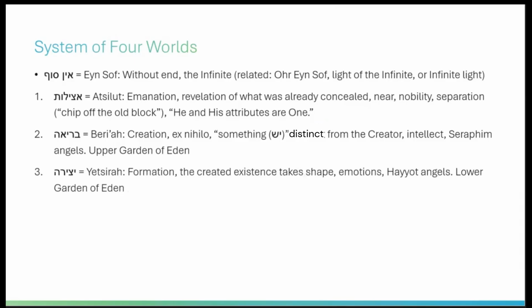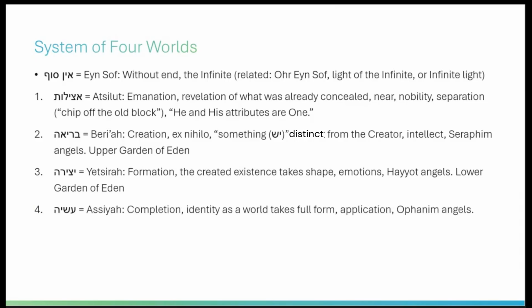of Yetzirah. Yetzirah can literally mean formation. So that suggests that this yesh, this something that exists in Bria, now begins to take shape, has some kind of form to it, some kind of particular characteristics. In general terms, this world lines up with the emotions. The angels are called Chayot, and it's the location of Lower Gan Eden.